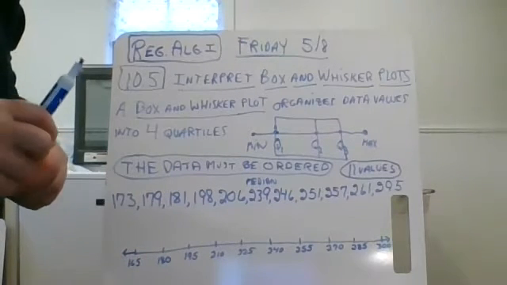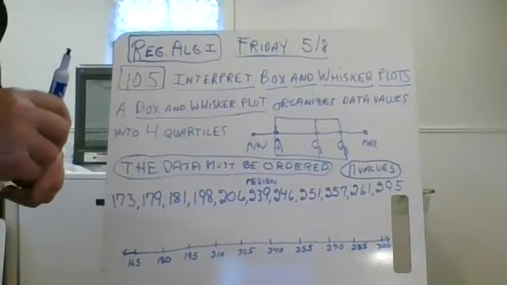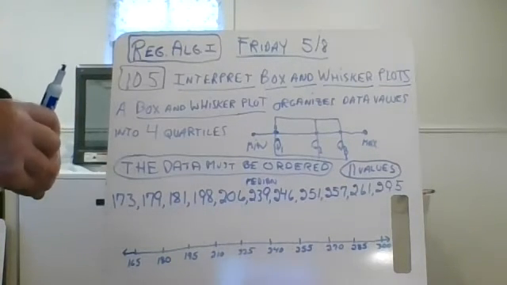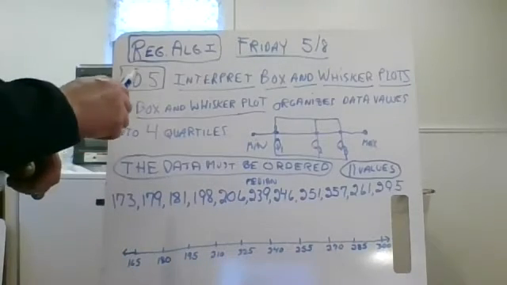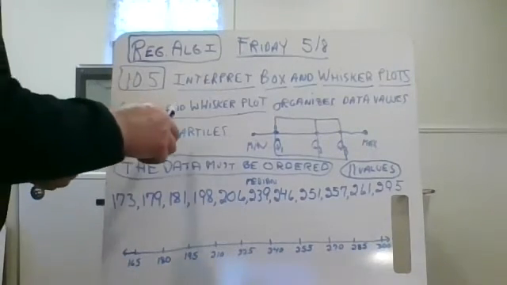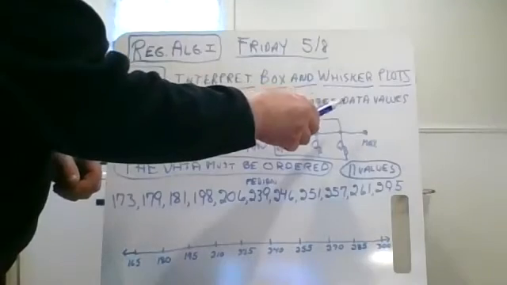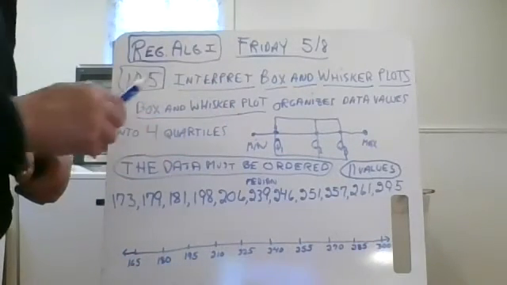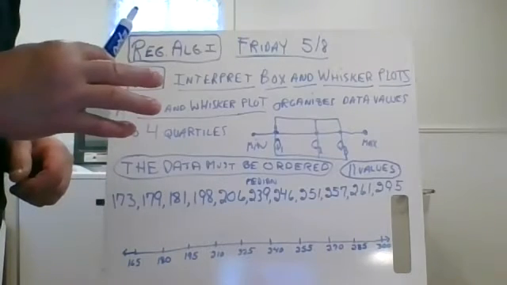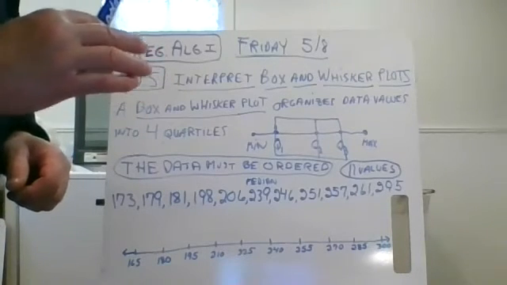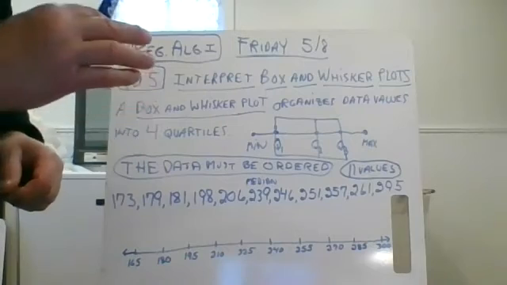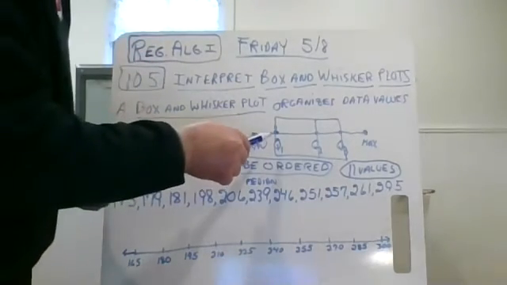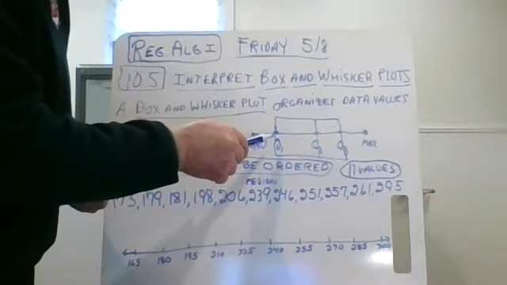So make sure you take good notes here and pay attention as to how you construct a box and whisker plot. So what is a box and whisker plot? It organizes the data values into 4 quartiles, 4 segments, which are called quartiles. They are not of the same length. The box and whisker plot looks like this.